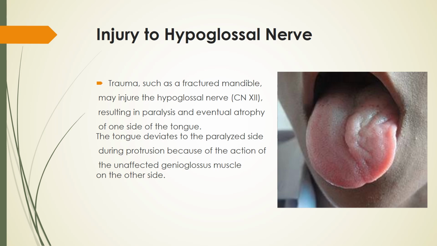So this was the gross anatomy of tongue and hypoglossal nerve with their clinical correlates. Thank you so much.